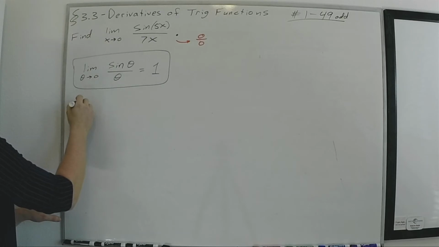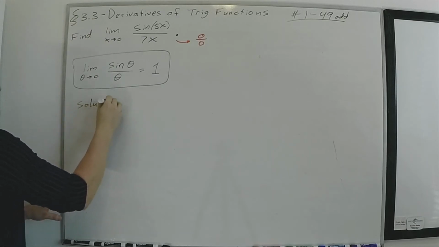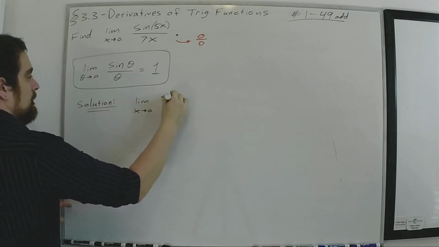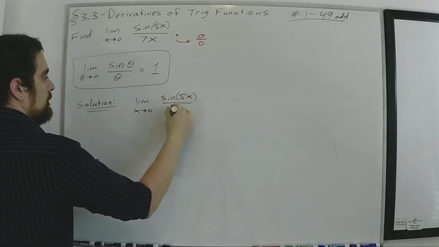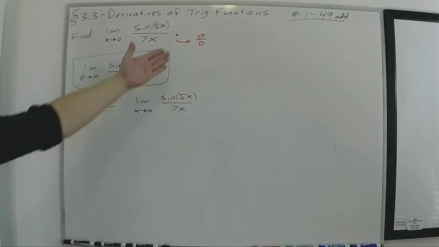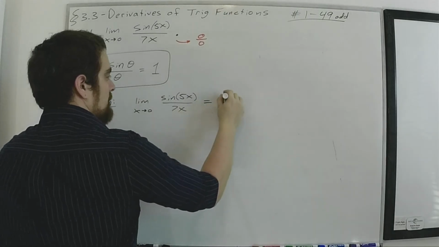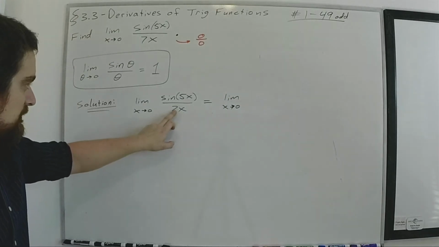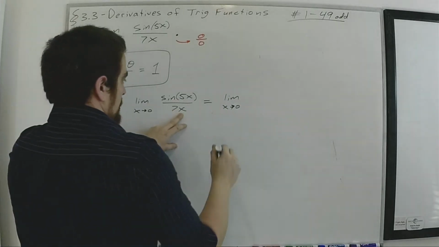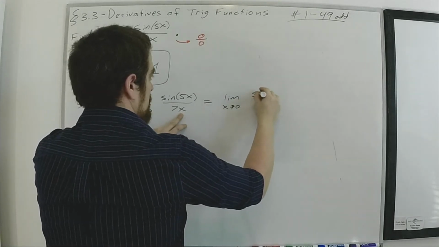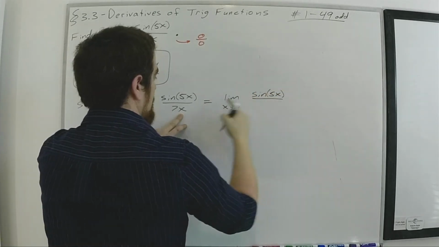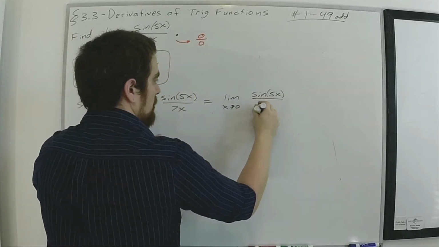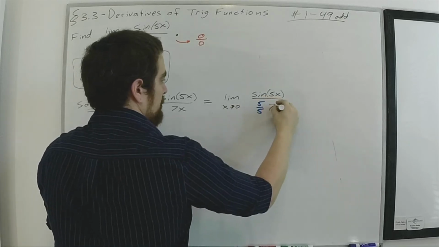So let's start by saying the limit as x goes to 0 of sine of 5x over 7x. If I try and evaluate it directly, I get nothing. I get nonsense. So I'm going to have to play. And the first thing I'm going to do to play is I'm going to take this 7x in the denominator. And essentially what I'm going to do is I'm going to multiply by 5 and divide by 5 because I see 5 in the argument here. I'm going to show you what I mean. I'll use a different color. There you go. It's the old multiply by 1 trick.